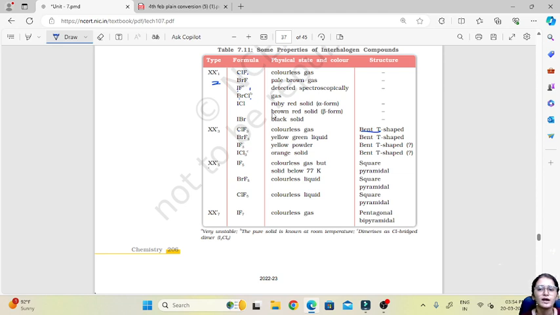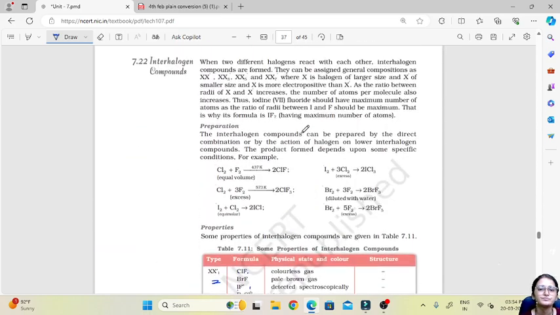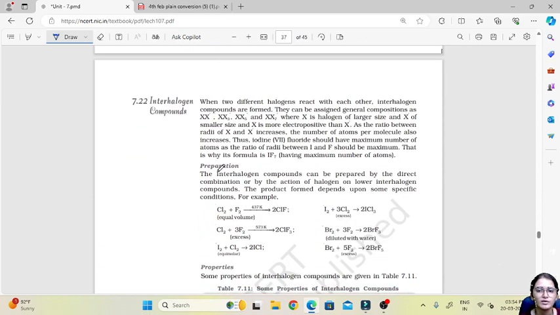Then this form, they are having square pyramidal shape, XX5, that is IF5, BrF5, and XX7 they are having pentagonal bipyramidal. Then one more question is asked about this.